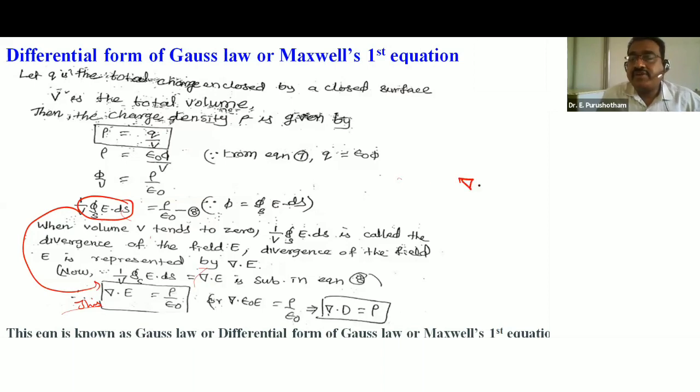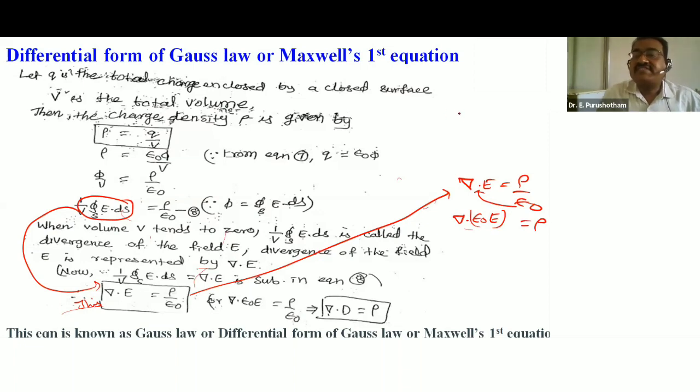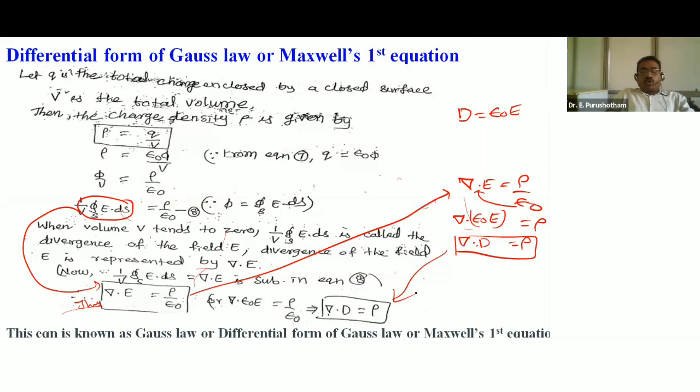So I am taking the same: del dot E is equal to rho by epsilon naught. Taking epsilon naught to this side, del dot (epsilon naught E) is equal to rho. What is the displacement vector? D is equal to epsilon naught into E. Now substituting here, del dot D is equal to rho. So del dot E is equal to rho by epsilon naught, or del dot D is equal to rho.